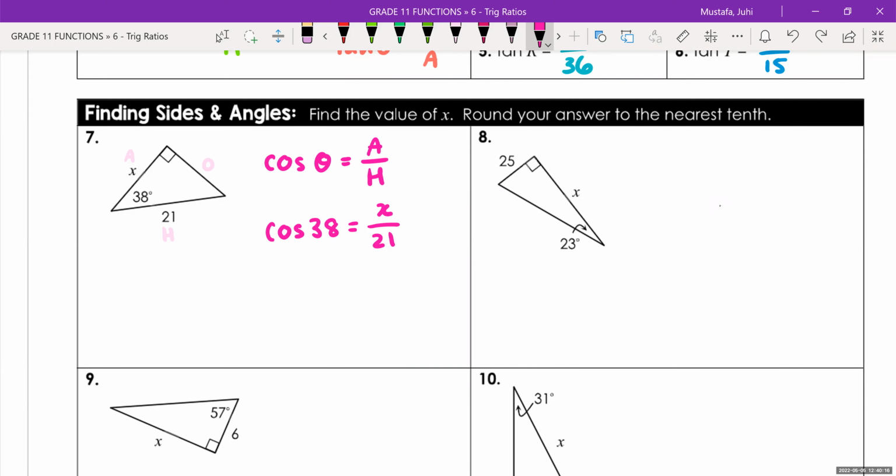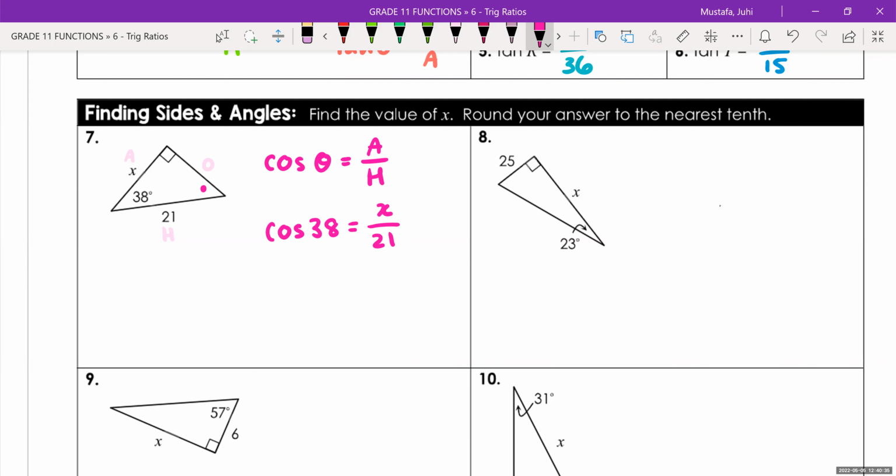Yes. You could have done the calculation to figure out this angle by going 90 minus 38 to get the other side length. And then you could have used the other angle. The only thing is you would then be labeling it differently. The x would be the opposite, and then 21 would be hypotenuse, and you'd use sine. But yes, you could do that as well.